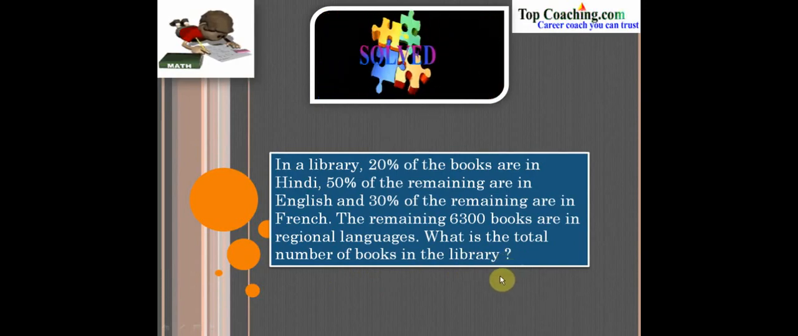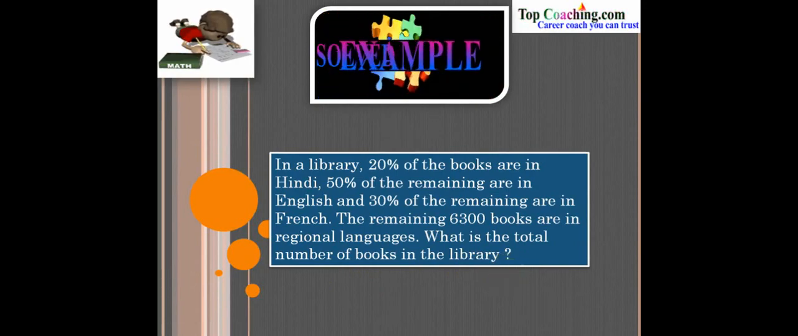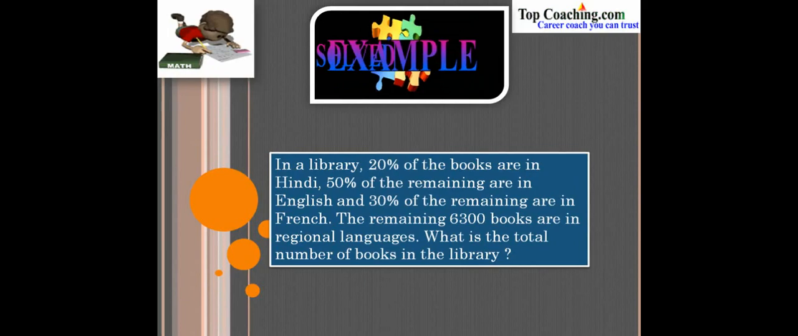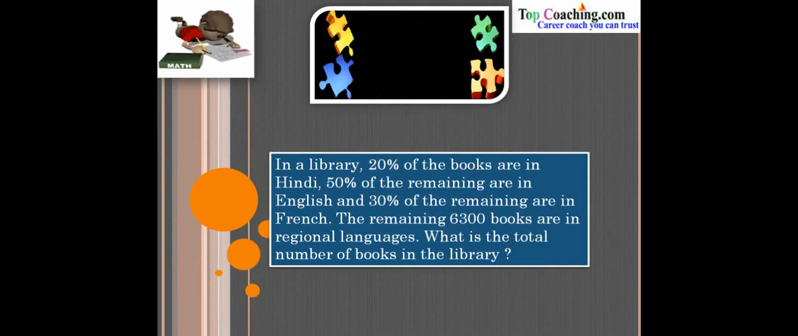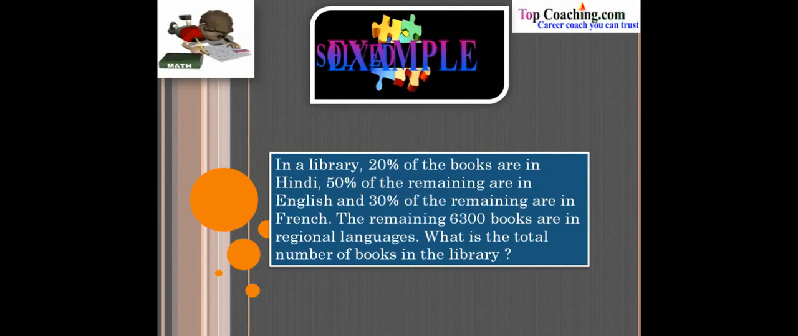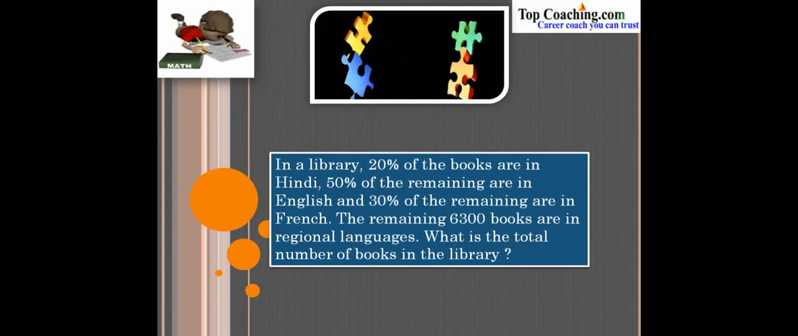So in this problem we have been given that there is a library and there are a number of books in that library. 20% of the books are in Hindi, 50% of the remaining books are in English, 30% of the remaining books are in French, and the books finally left are 6,300 in number, and they are in regional languages. We have to find out the total number of books in the library. So let's look at the solution of this problem.